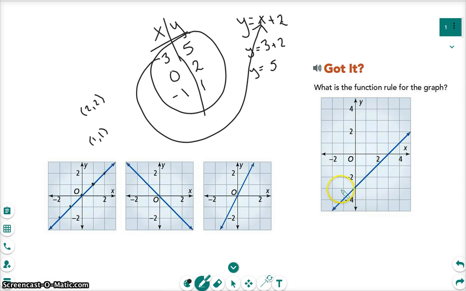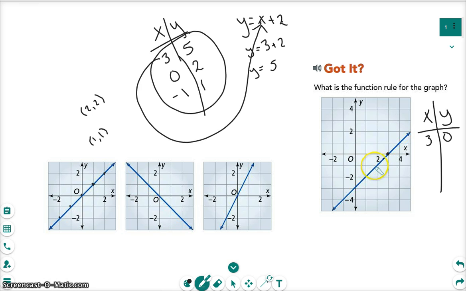Let's take a look at some of the coordinates. So this is what I like to do first. Let's look at the coordinates and see if we can generate a rule. So when I'm looking for coordinates, I'm looking for ones that intersect perfectly along the axes. So it's not going to be like here where it's halfway and it's hard to tell. So this is the coordinate 3, 0.